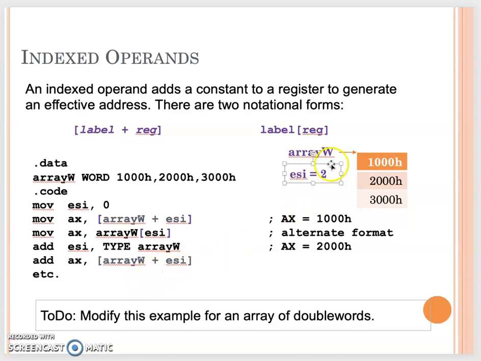So then you add the array W. That's why when ESI equals 2, they point to the 2000. So then you move the AX. Okay, so that's why we call it the index operand. For the index operand, you can either have your register within the square brackets, or you can just use the array W plus your register, then you dereference.